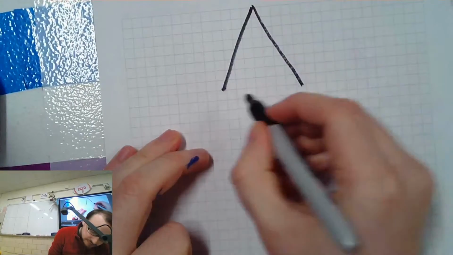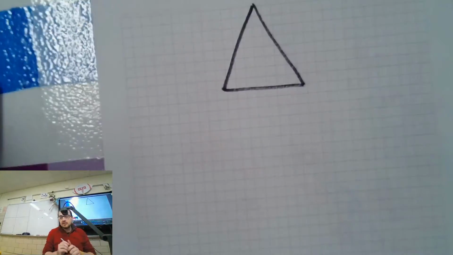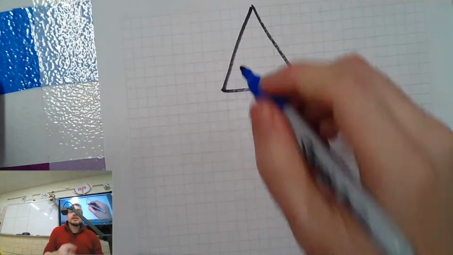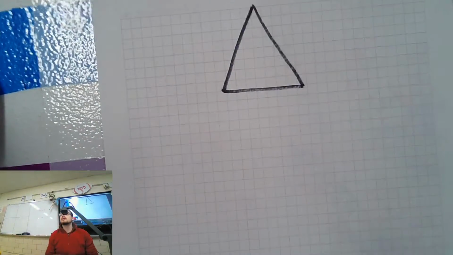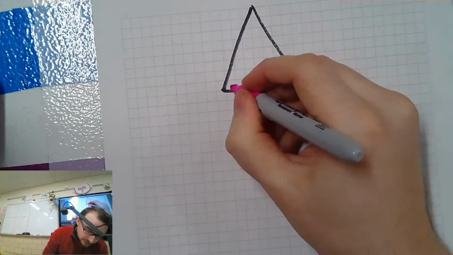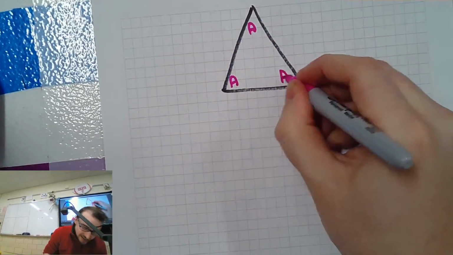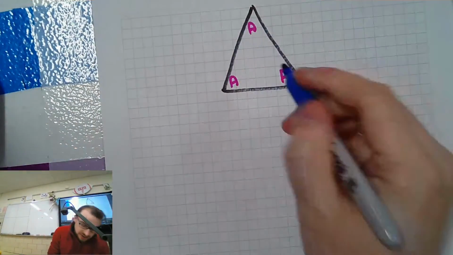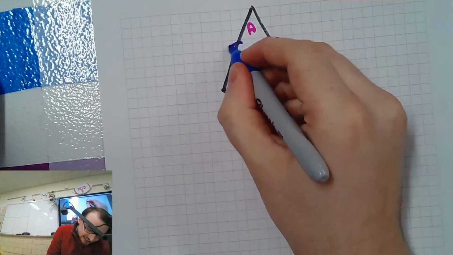All right, so 100 points to Gryffindor if you guess the shape. Very good. 100 points to Gryffindor. All right. Why did they call it a triangle? Three angles. Thank you very much. So we have three angles. We're going to call that A, and A. And then we're going to call this S, S, and S.